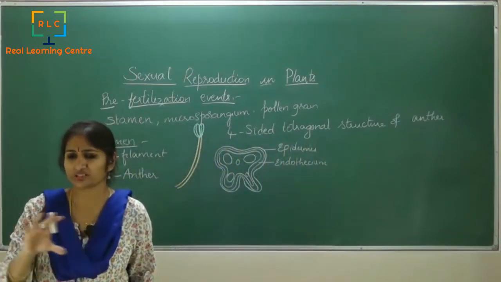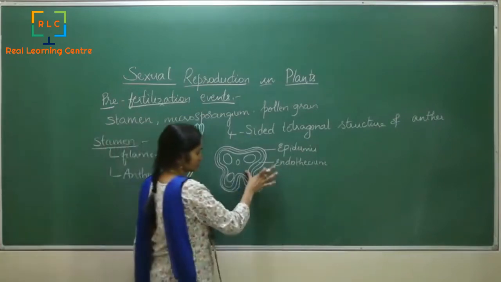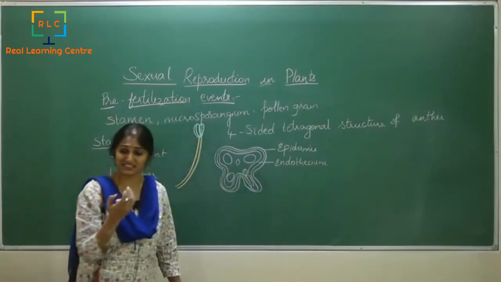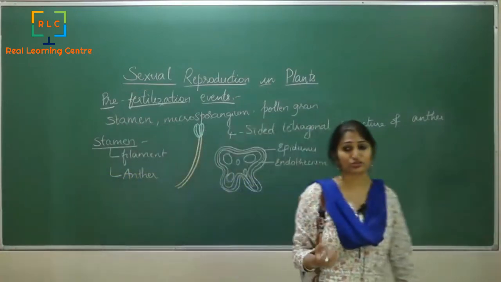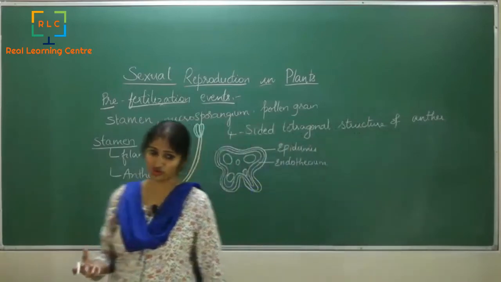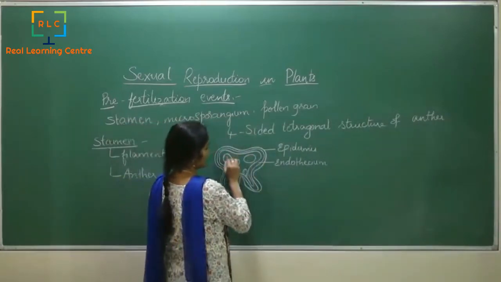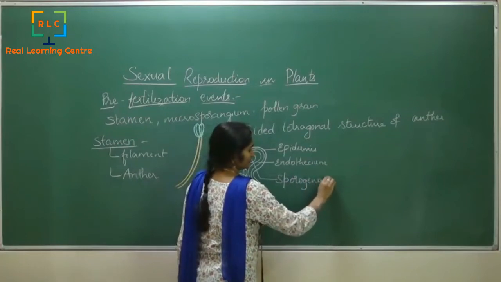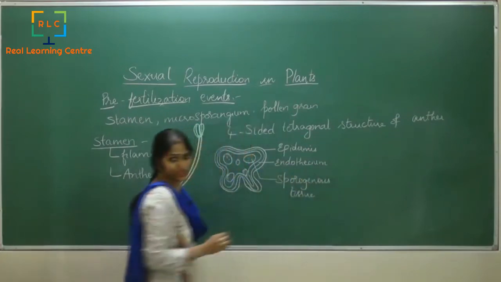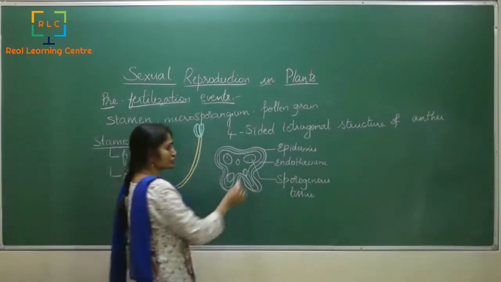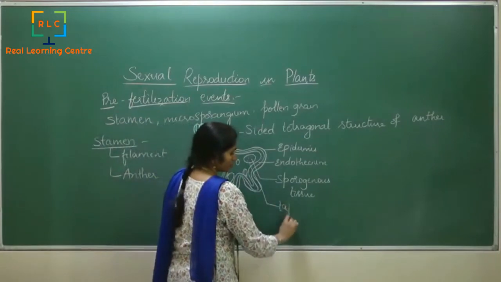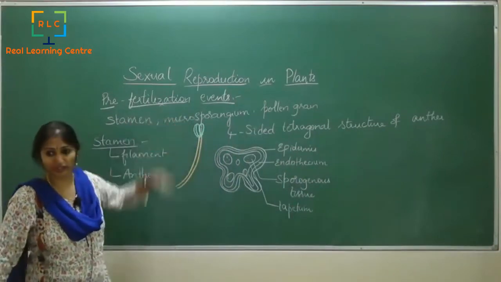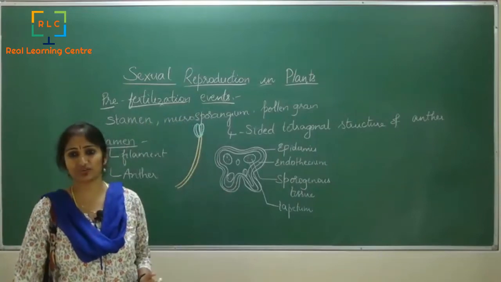Okay. Now there is a structure which is circular here, right? This circular structure has some mass inside, some kind of cells which are actually involved in the formation of spores. Hence we call this the sporogenous tissue. And the sporogenous tissue is protected by another layer which we call the tapetum. So basically the whole of the anther, if I take a look like this, would look somewhat like this kind of structure. Okay.